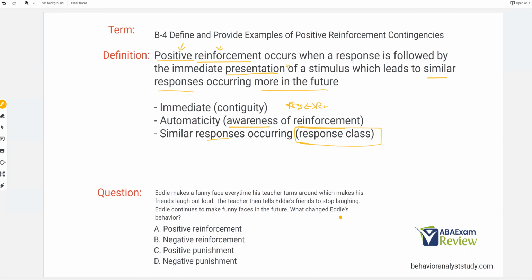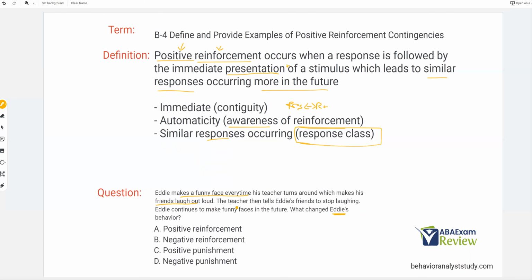In behavior questions, you have to identify who and what you're looking at. There's a couple things going on. We're looking at Eddie's behavior. So what is Eddie doing? We're not too worried about the teacher and the friends. We're worried about Eddie. So Eddie makes a funny face when his teacher turns around, and his friends laugh out loud. The teacher tells Eddie's friends to stop laughing. It's not relevant to Eddie's behavior.